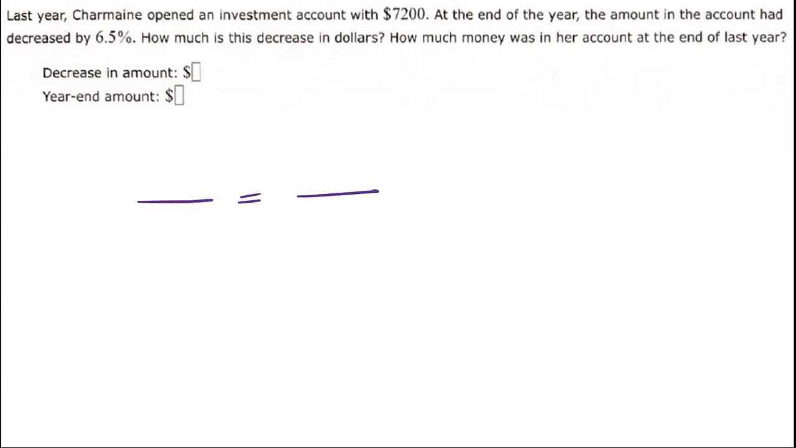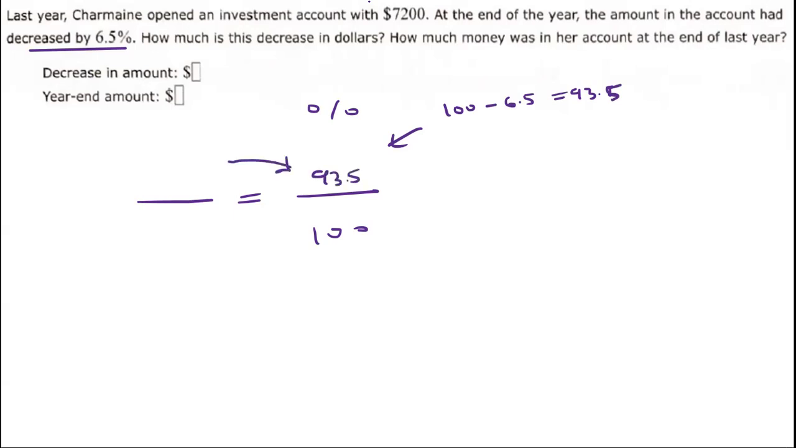So I have two fractions that are equal to each other. Anything with the percent, I put on the right side, and I put 100 on the bottom right. It tells me the amount in the account had decreased by 6.5%. So I'm going to subtract that from 100, which gives us 93.5. I put 93.5 here.